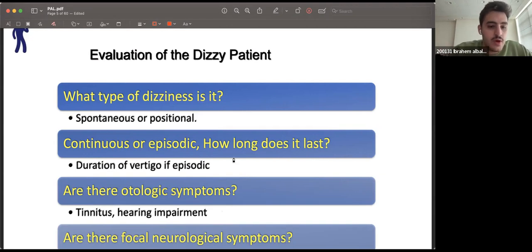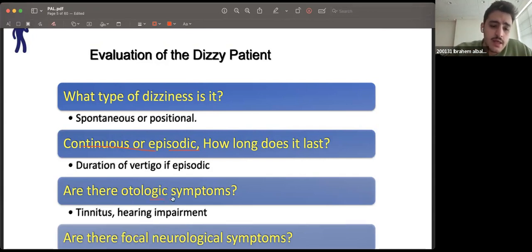You move on to character. Character is very important. You ask whether it was continuous or episodic. For how long is each episode? How would you describe it? Because you want to differentiate between lightheadedness and vertigo. Do you lose consciousness? These are all part of the character. There aren't any radiating symptoms, so you move on to the associated symptoms.